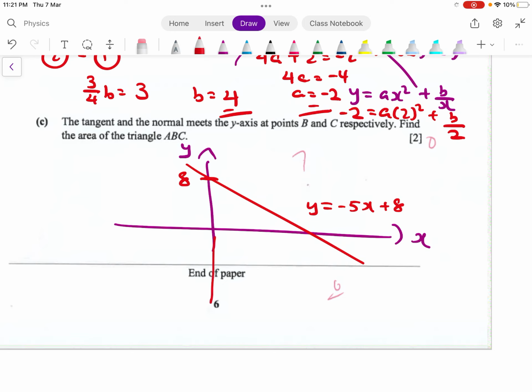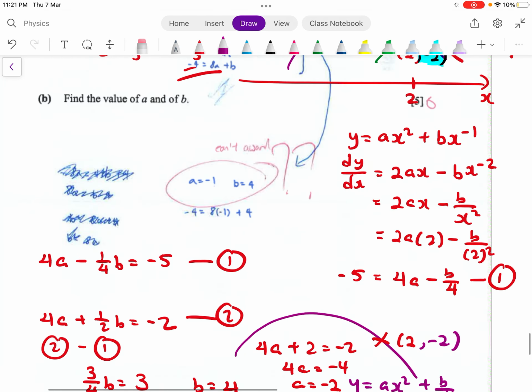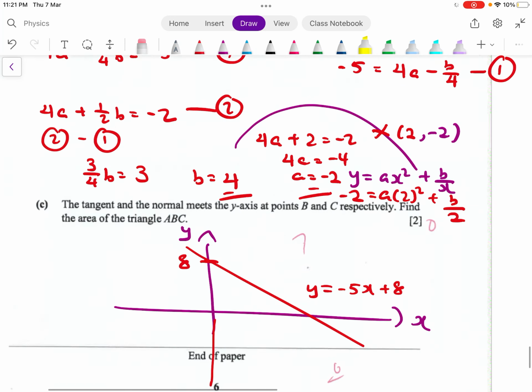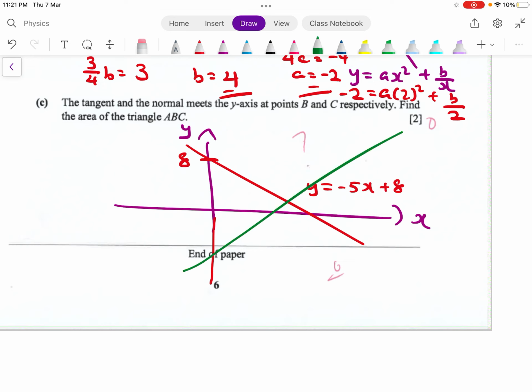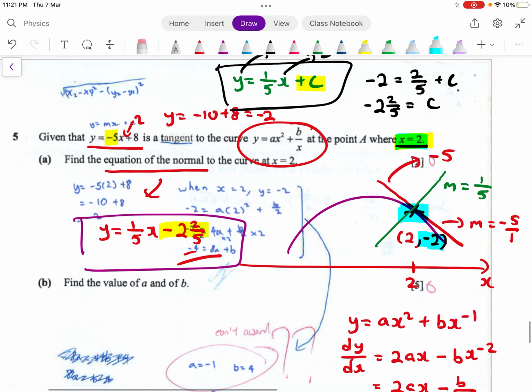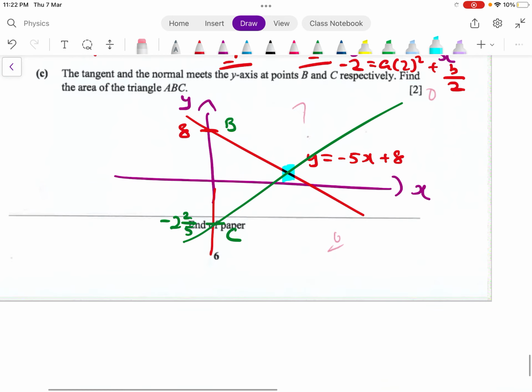So this is the y-intercept of your tangent, and next will be the normal. The normal will also meet the y-axis. The equation of the normal I already have, here. Just by looking at this, this will be the y-intercept of your normal, minus 2 2/5. So I draw here. Let's just say this is point B, and this is point C. And of course, my point A is the intersection right here.